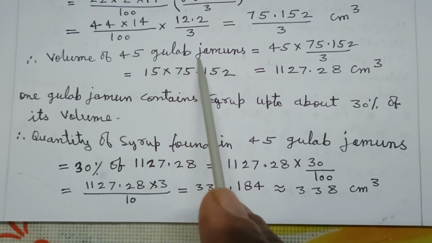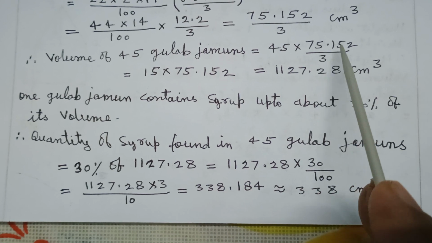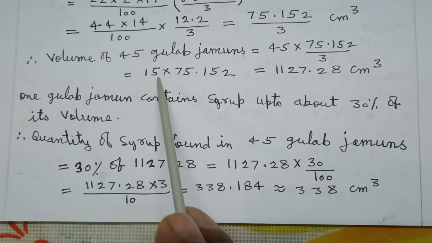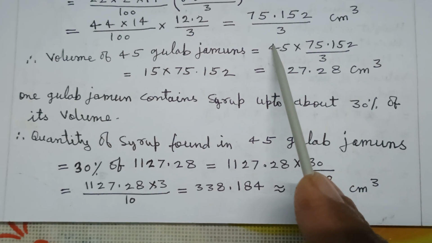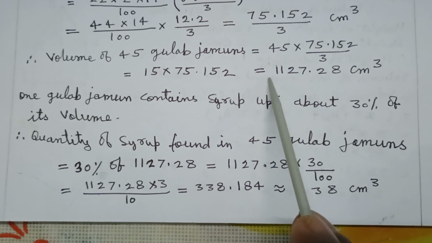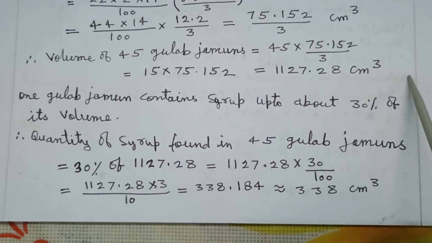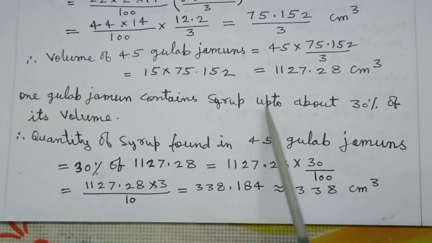Therefore, volume of 45 gulab jamuns is equal to 45 into 75.152 upon 3. So is equal to 15 into 75.152. We divided this by 3, is equal to 1127.28 centimeter cube.